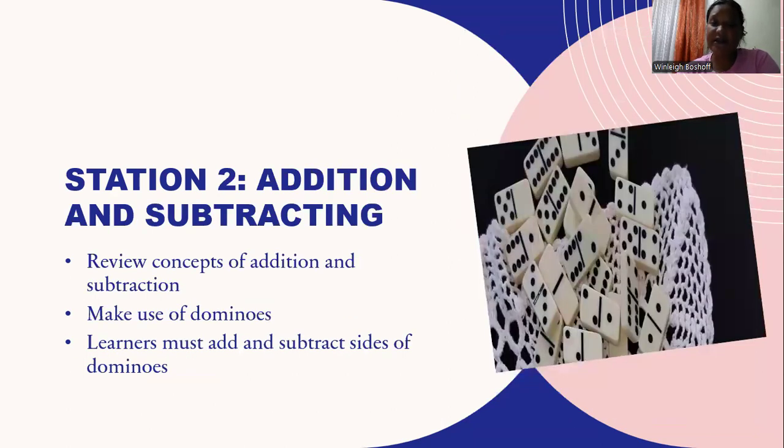Adding and subtracting. By each table, a pack of dominoes will be placed. If the side of the domino is like this, the children will add 6 plus 4, which will give them 10, and also subtract 6 minus 4, which will give them 2. This will also be a formally assessed and observation activity for the teacher.